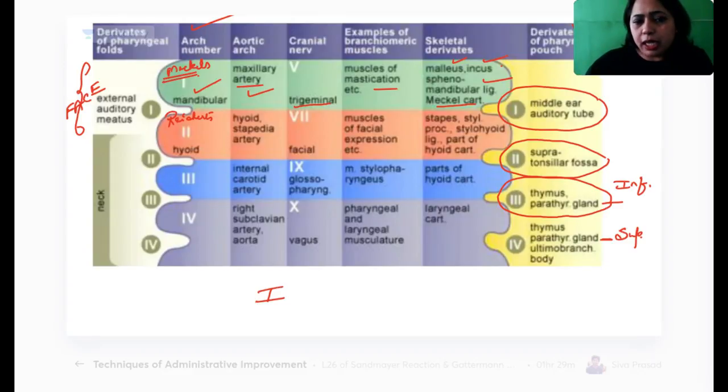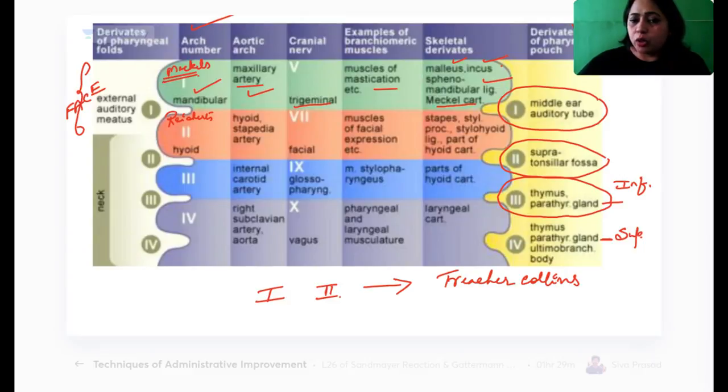The first arch and second arches are very, very important because many a times, these arches can show defect. And one of the important conditions that you can see in the defect of this is Treacher-Collins syndrome. Like that, you have so many syndromes, and we'll talk about all these syndromes in one good class where I'm going to discuss all those defects. Treacher-Collins syndrome. So here the person will have defect in the first and second arches. I'm not talking about pouches or clefts, I'm talking about arches.